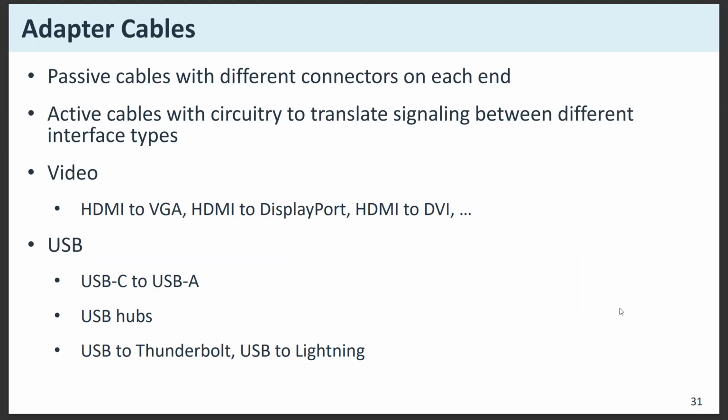Okay, we have adapter cables, passive cables with different connectors on each end, active cables with circuitry to translate signaling between different interface types. We have video: HDMI to VGA, HDMI to DisplayPort, HDMI to DVI, and HDMI to many others. USB is highly used for many small devices, and even bigger devices are getting the capability to be connected to USB, and they are advancing really quickly on that technology.